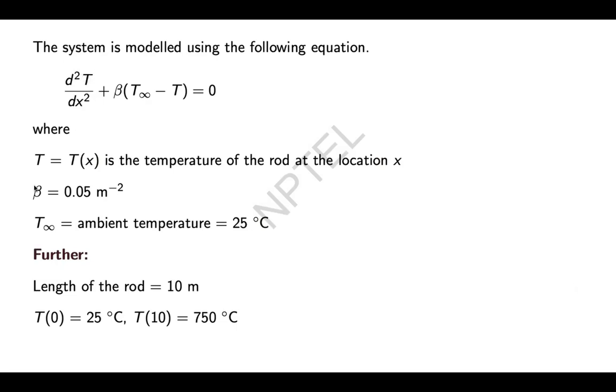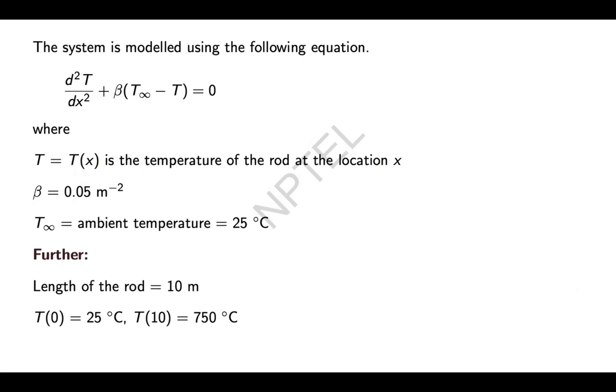So what is capital T? Capital T is T of x, which is the temperature of the rod at a particular location x. And we have the beta parameter which is given to us. Beta will have the ratio of your conductive heat transfer to convective heat transfer. If you have gone through the recorded lectures, you already know the definition of beta.